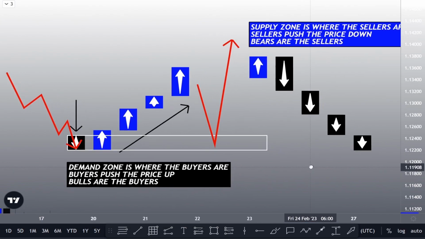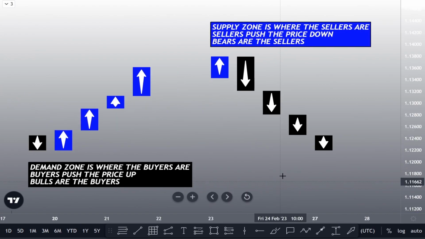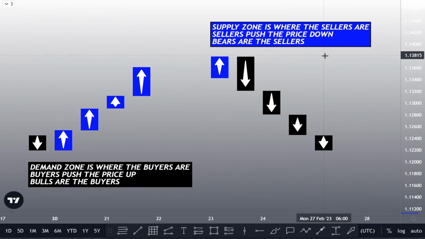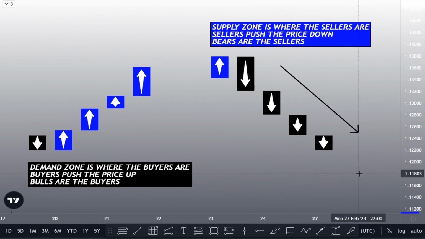Now we're going to proceed to how to identify supply zones. On the right, we have a supply zone. A supply zone is where the sellers are based. Sellers push the price downwards. Bears are the sellers. How do we know the price is going downwards? Because each black candle is going in the downwards direction. So we have a downwards trend.